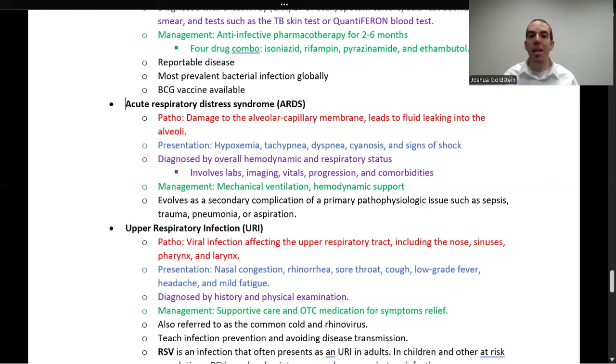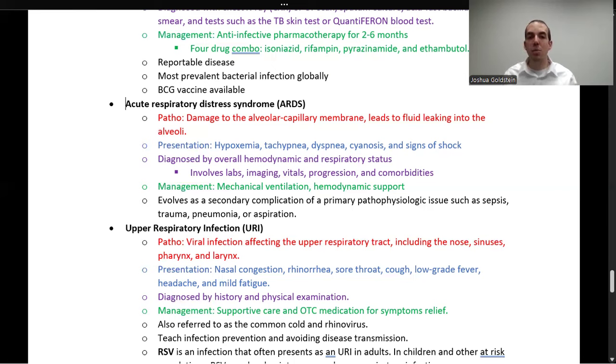Moving on from one of the most complicated things to one of the most benign things, let's talk about upper respiratory infection. This is a URI, also known as a common cold or a rhinovirus. The pathophysiology here is a viral infection of the upper respiratory tract, such as the nose, the sinuses, the pharynx, or the larynx. The presentation here is going to be nasal congestion, rhinorrhea, sore throat, a cough, a low-grade fever, headache, and mild fatigue. Again, this is also infectious, so you do need to ensure infection prevention.